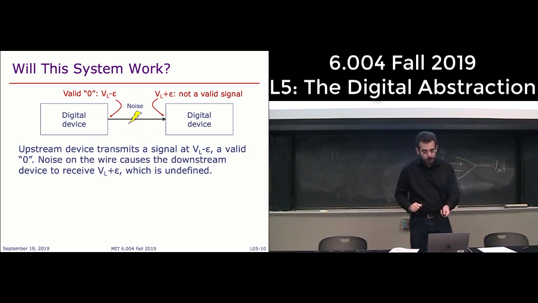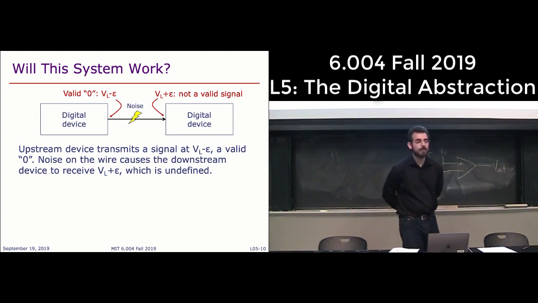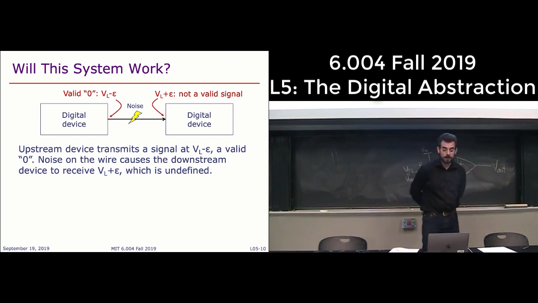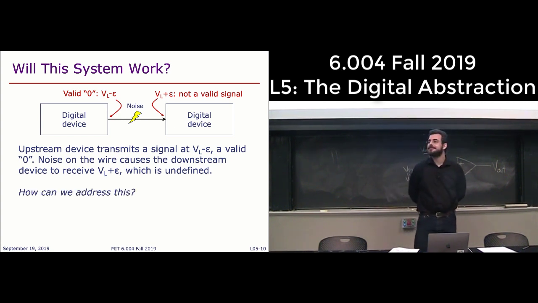And then there's a little bit of noise that happens in the transmission of this value to the input of this downstream digital device. So now this input is an invalid digital value. So again, we have the problem that a tiny amount of noise has changed our valid 0 to an invalid value, or in general, our valid digital value to an invalid one. So how can we fix this?